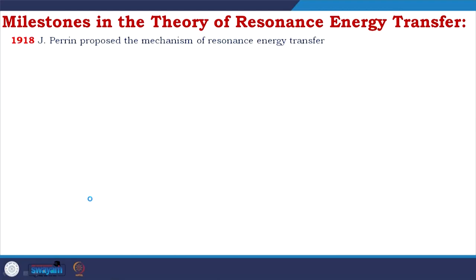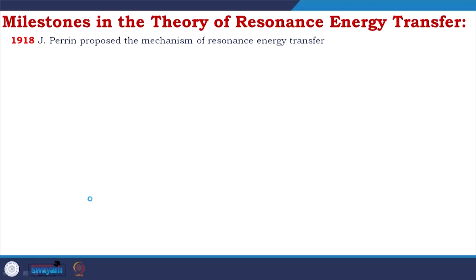In 1918, J. Perrin proposed the mechanism of resonance energy transfer. By the way, just to give your memory a little refresher, if you remember the nuclear Overhauser effect, there also we are tracking two hydrogens, whether they are interacting or not. So, you could think of this as a similar effect. If two probes come close to each other and they are in FRET relation, instead of getting small emissions, you get a resonating emission.